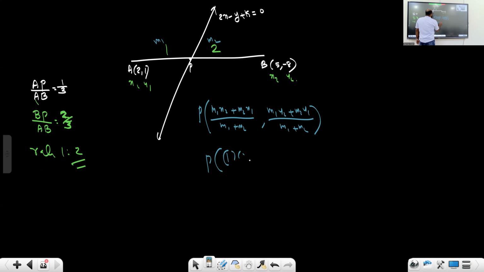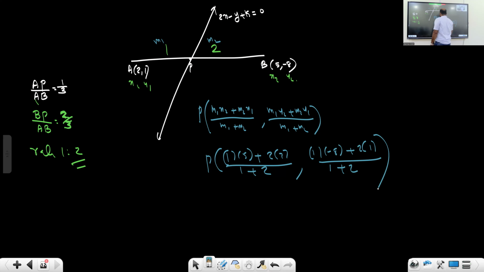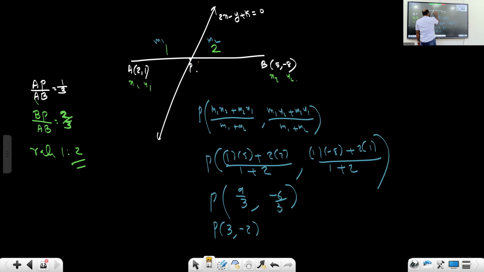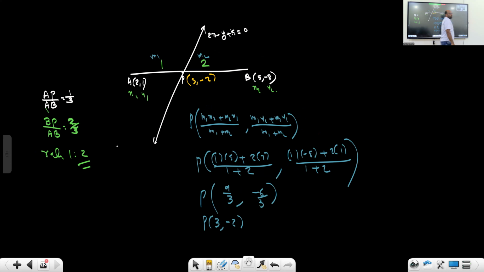P is 1 into 5 plus 2 into 2 by 1 plus 2, comma, 1 into minus 8 plus 2 into 1 by 1 plus 2. So P coordinate is 5 plus 4, 9 by 3, comma, minus 6 by 3. What is the P coordinate? 3 comma minus 2. Here one statement is there. X value and Y value go to 3 comma minus 2.